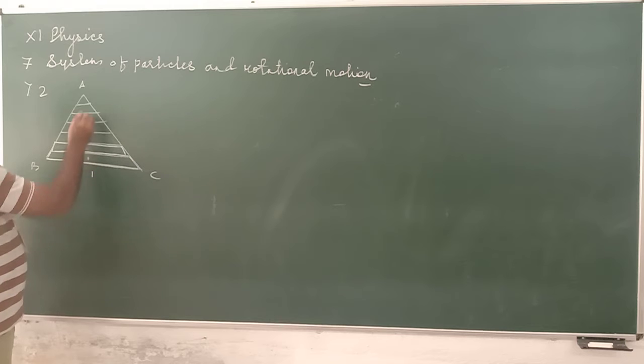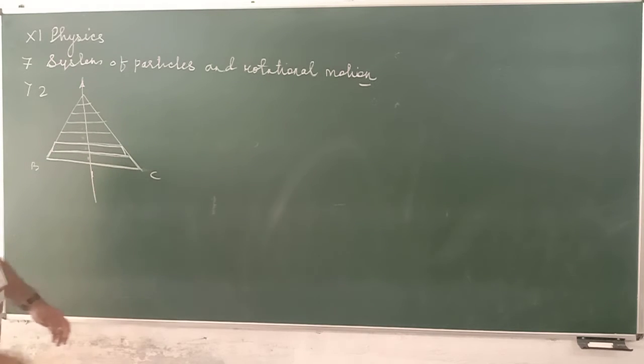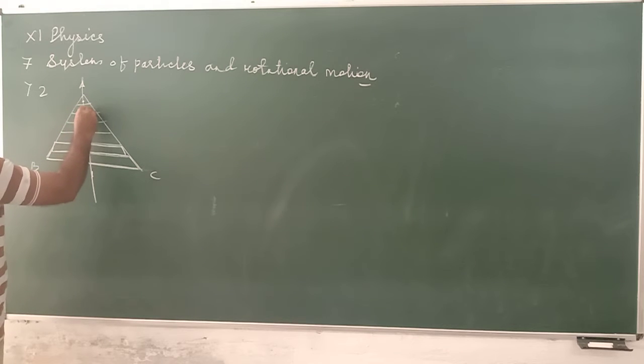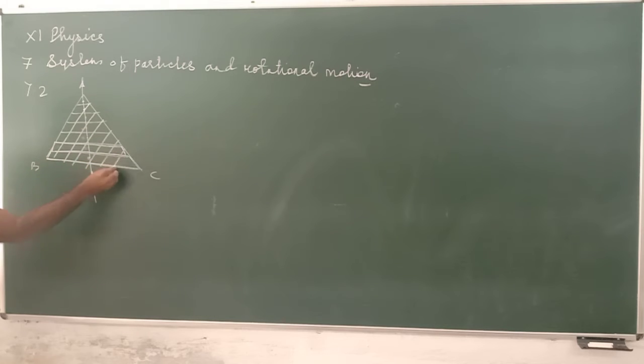So all the centers we join, and we get one line. All these centers of mass will form one line. This is one way. Similarly, divide them in this way. This is divided in this way.